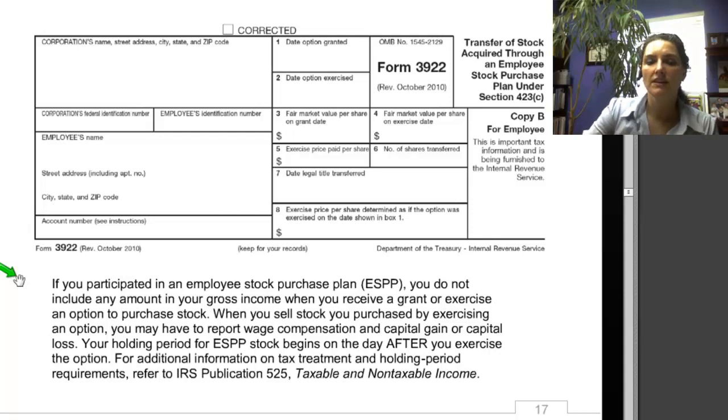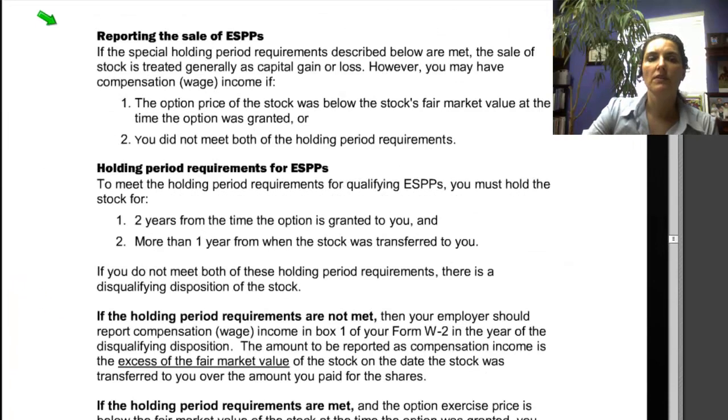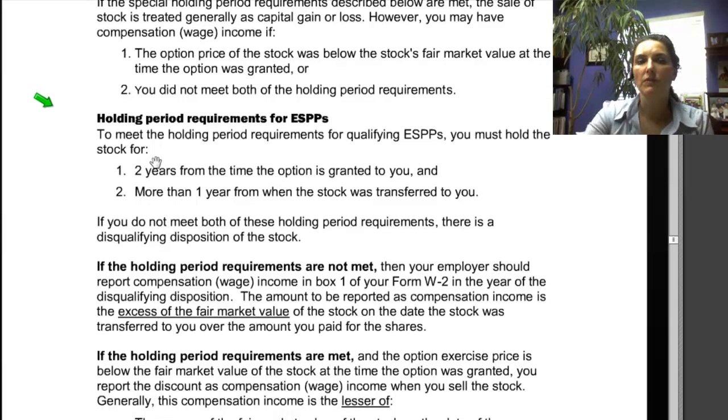For additional information on tax treatment and holding period requirements, you should refer to IRS Publication 525, Taxable and Non-Taxable Income. Reporting the sale of ESPPs. If the special holding period requirements described below are met, the sale of stock is treated generally as a capital gain or loss. However, you may have compensation or wage income if the option price of the stock was below the stock's fair market value at the time the option was granted, or you did not meet both of the holding period requirements. So there are some holding period requirements for ESPPs, and they work like this.